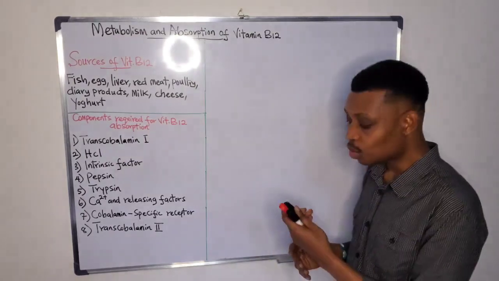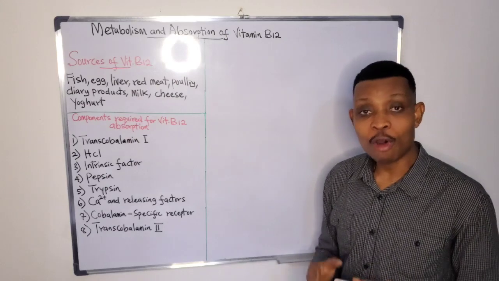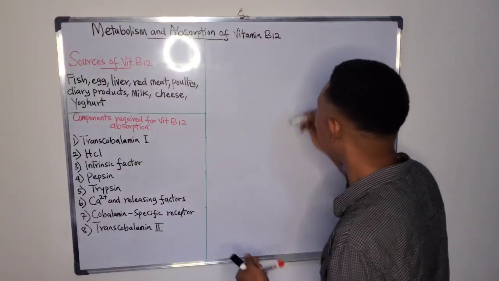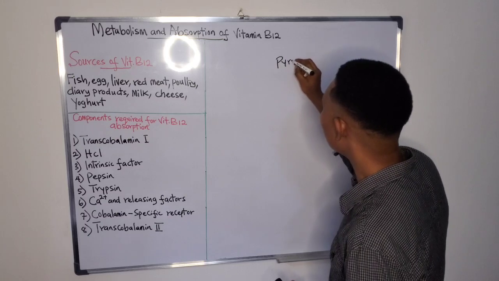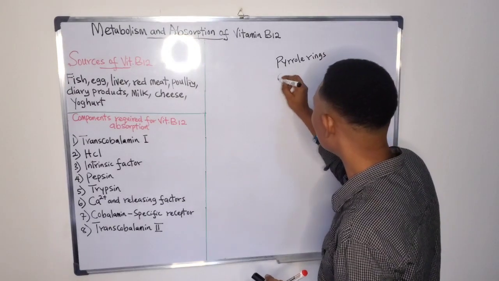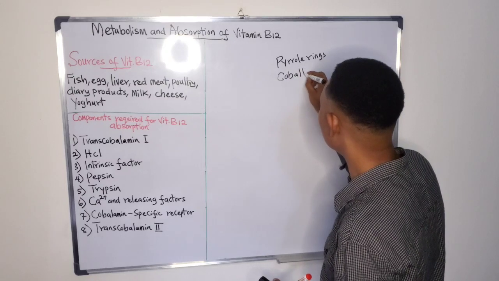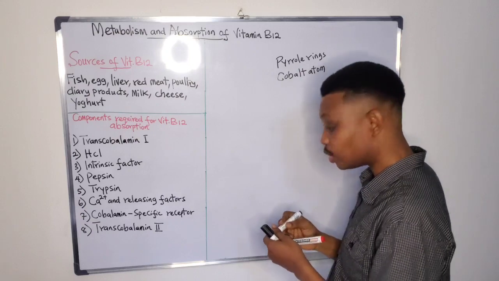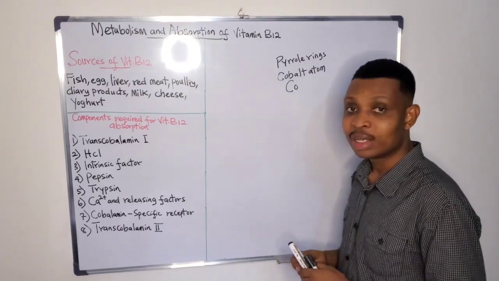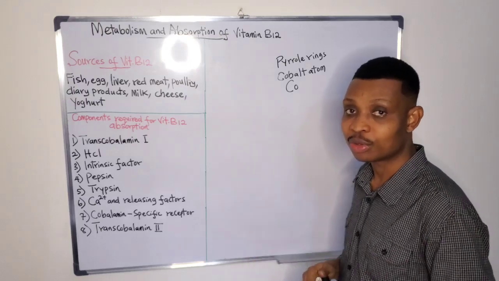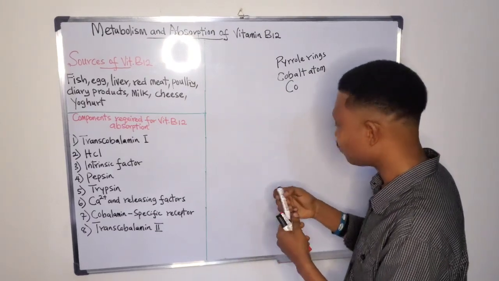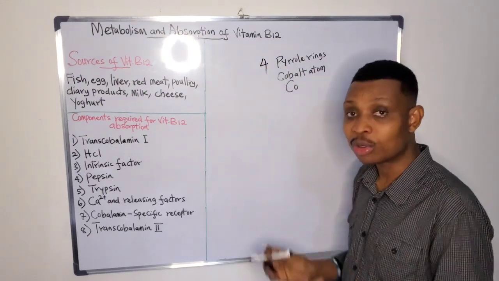Now, cobalamin consists of 4 pyrrole rings that surround a cobalt atom. So, of course, the symbol is represented as cobalt, Co. Now, this is the natural form of vitamin B12. So, the natural form of vitamin B12 is cobalamin, which consists of 4 pyrrole rings that surround a cobalt atom.